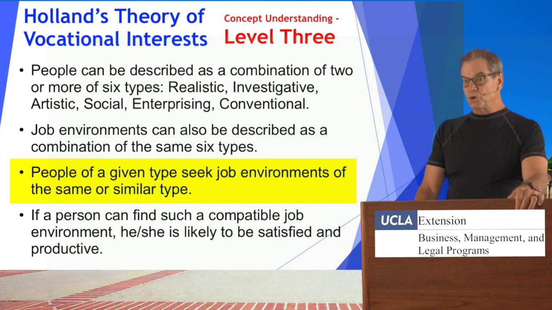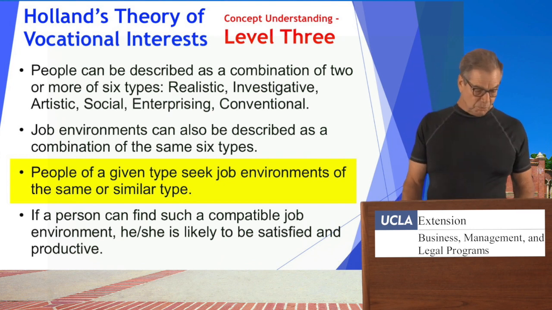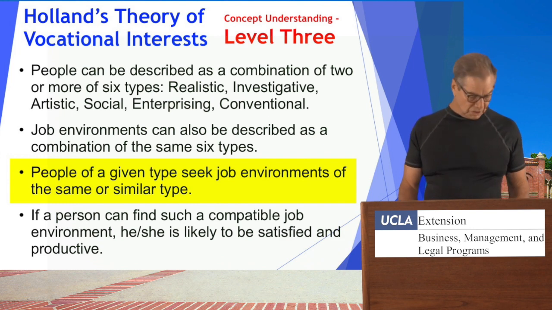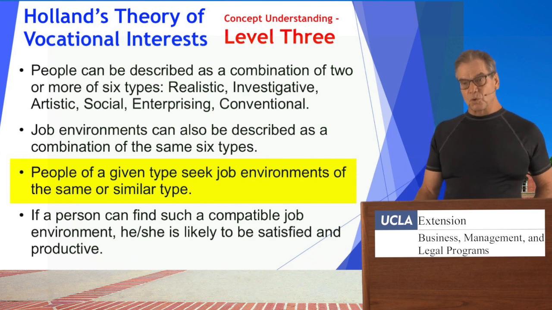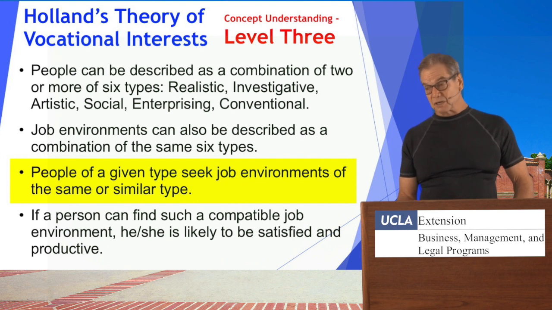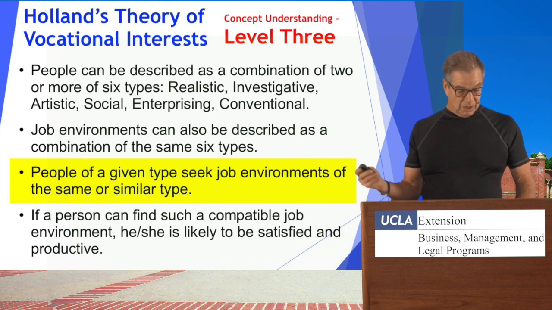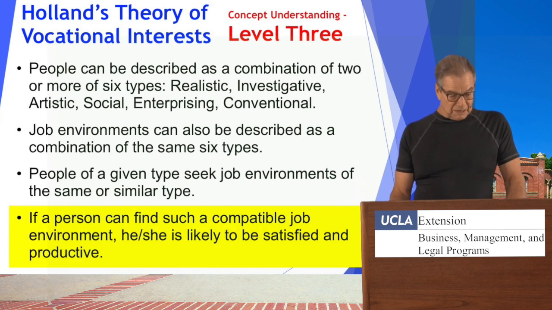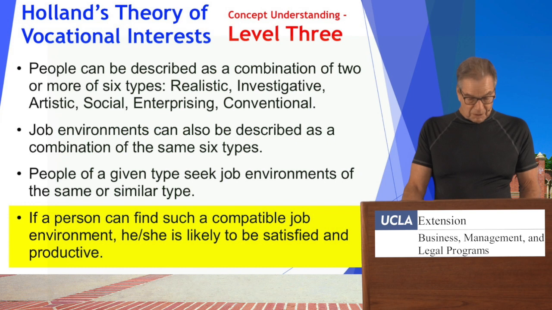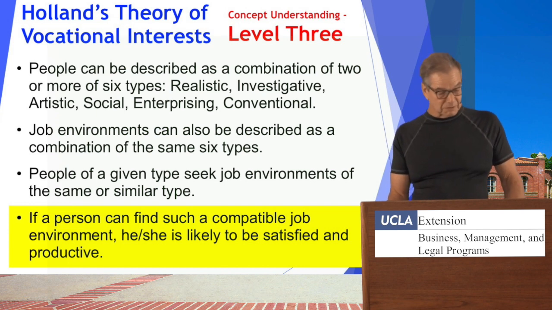We'll get into this later, but the Strong Inventory has a point system, and I often refer to them as degrees of correlation. When we have degrees of correlation greater than 50, that's notable, that's strong. And if we hit 70 or 80, we're dyed in the wool that particular profession. If a person can find such a compatible job environment, he or she is likely to be very satisfied and productive.